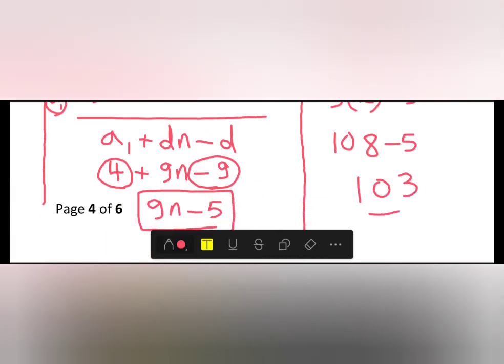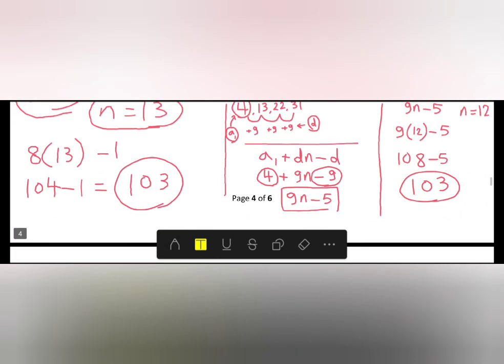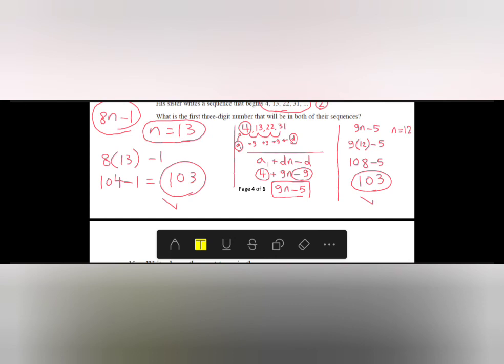And by finding this number, I find out that it is the same number in the boy's and the girl's sequence. And it's the first three-digit number in both sequences. And this is how you answer a question like this. And focus on trying the numbers with the 8, for example, here. I multiplied the 8 by 12. I got a two-digit number. That's why I used 13.